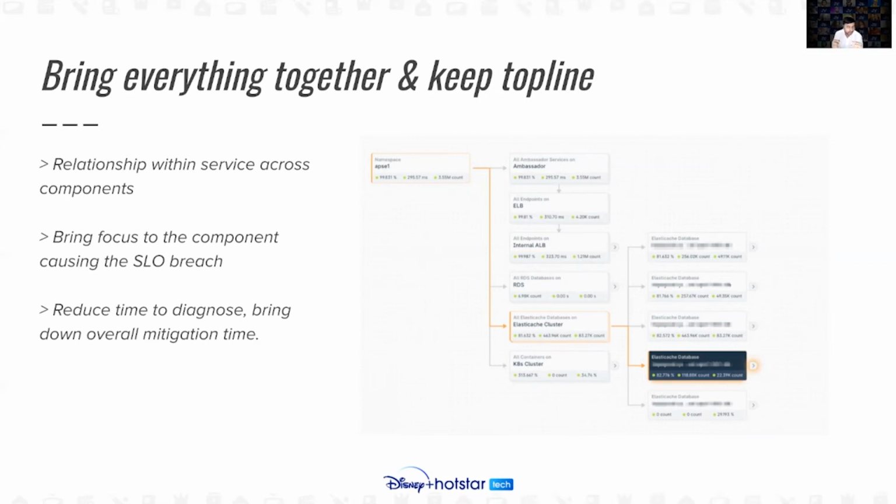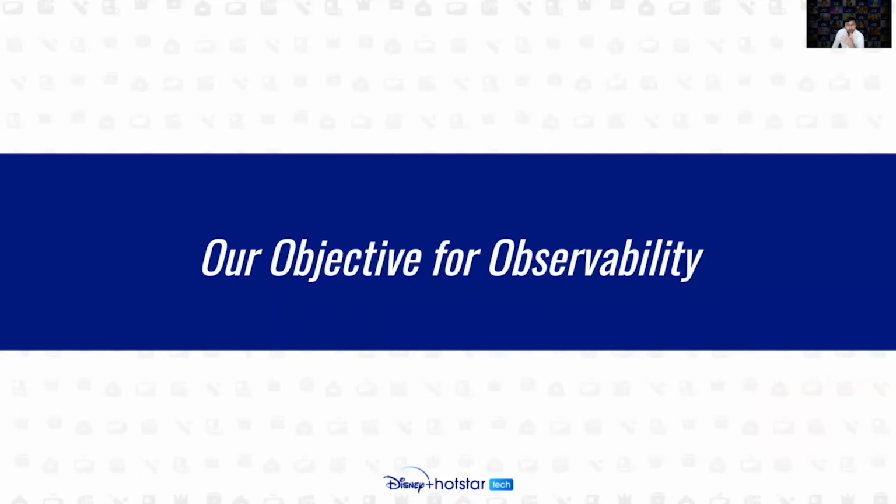Our ability to figure out that this is the particular node which caused the issue actually helped in reducing the time we took to diagnose what is causing the problem. So being able to have relationships within the services and bring focus to the component causing the SLO breach is what we have built so far. What is our long-term objective? To be able to operate efficiently.